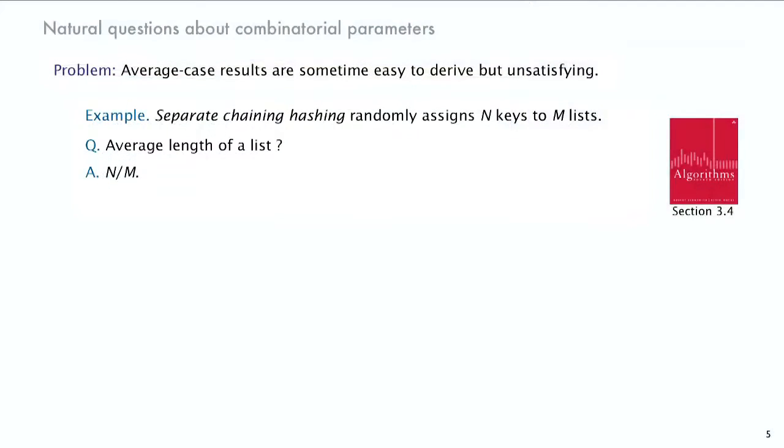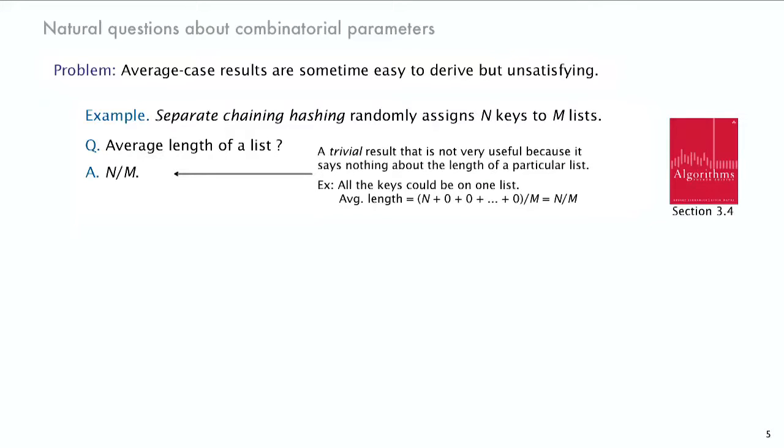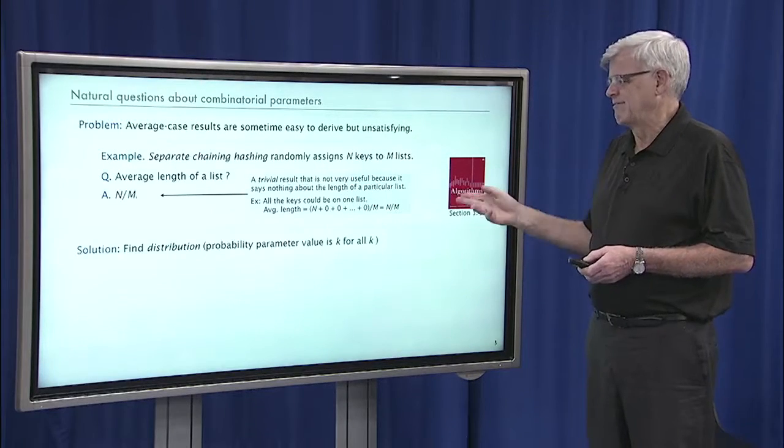But basically, it randomly assigns n keys to m lists. And you want to know the average length of a list; it's n over m. But that's a trivial result, and it's not that useful because it doesn't say anything about the length of a particular list. For example, all the keys could be on one list, which would be something that we wouldn't want for performance. So we want to know a little bit more than the average.